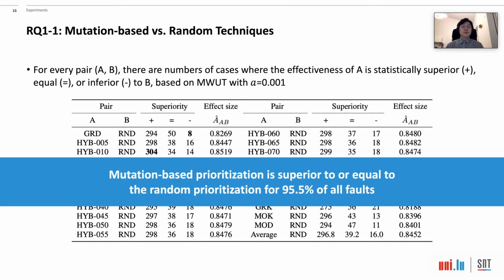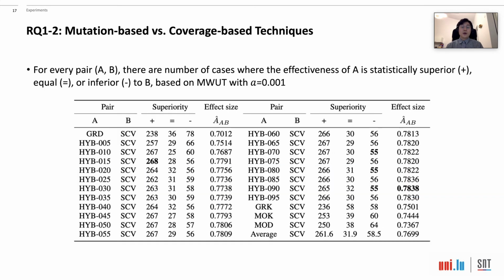Overall, the mutation-based technique is statistically superior to or equal to random for 95% of all subject faults. The average effect size value is around 0.85, which means that the difference between mutation-based and random is very large. The result compared to the statement coverage-based technique is almost the same as the previous one.